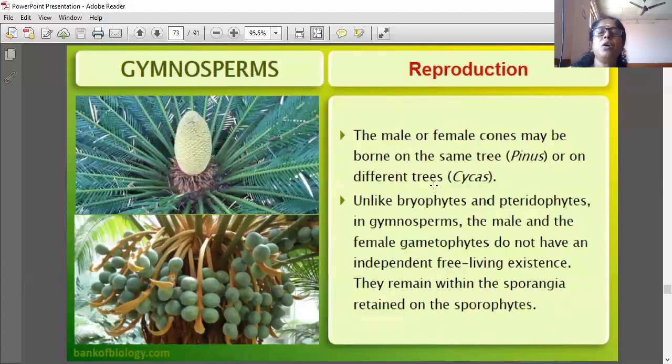The male and female plants may be borne on the same tree or on different trees. Unlike bryophytes and pteridophytes, in gymnosperms the male and female gametophytes do not have an independent free-living existence. They remain within the sporangia, retained on the sporophyte.